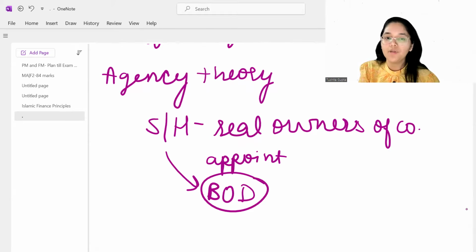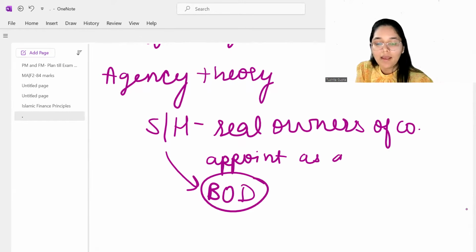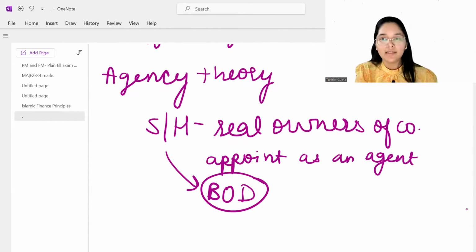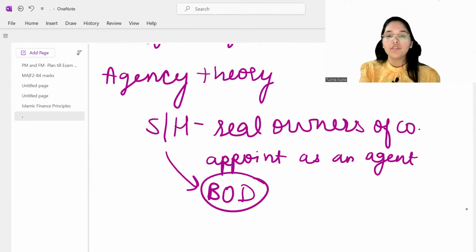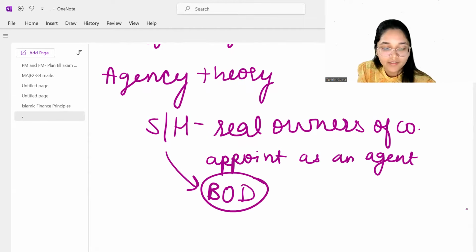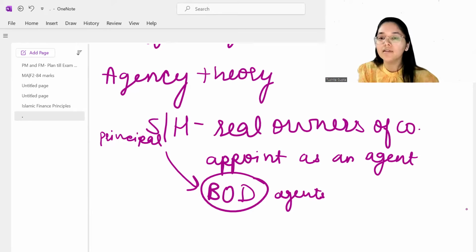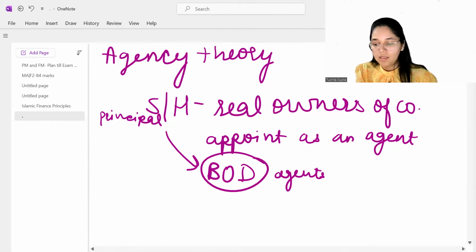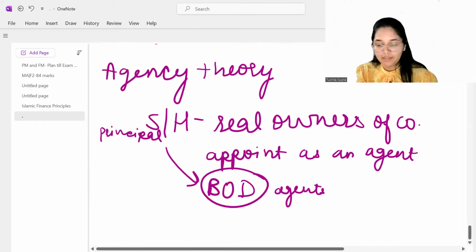They have given the investment, but they do not have the time to run the company on a day-to-day basis. That is why they appoint as an agent the board of directors, who are responsible for the day-to-day working of the company. So this is what agency theory is. Shareholders over here are your principals. So there is a principal-agent relationship, and the board of directors are the agents who run the company on behalf of the principal, who are the shareholders. This is what the agency theory talks about.